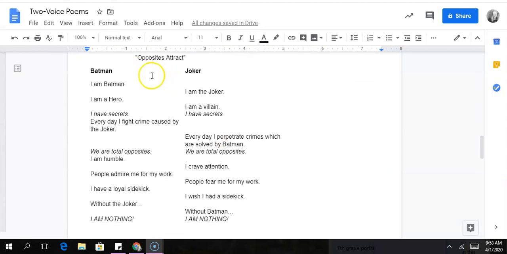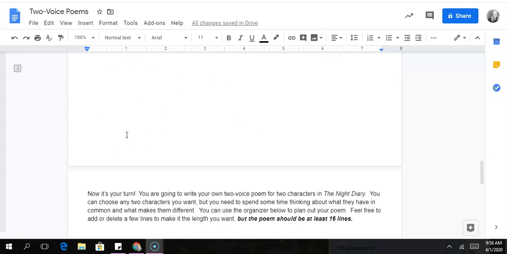So it says Opposites Attract, and then you'd have these two names, and then you'd have two poems. And you'll see that there's space where after person one is reading, after they say I am Batman, they would pause. So the person reading for the Joker says I am the Joker. But then, and I put them in italics to make it a little more noticeable, there are certain lines that are said together. So I wrote those lines under both voices so that if you were reading for Batman and you were reading for the Joker, you would both know at the same time to say I have secrets. So this is what a two-voice poem looks like.